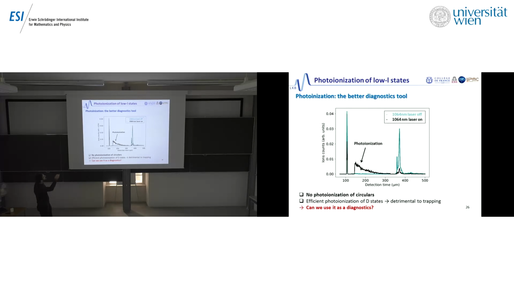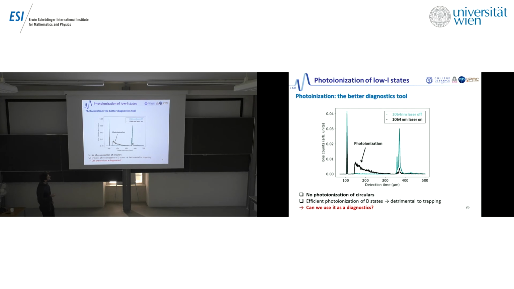And this is linked to photoionization. So this is something that I didn't mention before. But circular states, they do not photoionize in a laser field. And the reason is that the electron spends its time completely away from the nucleus, and to get photoionization, you need overlap between the electron and the nucleus.